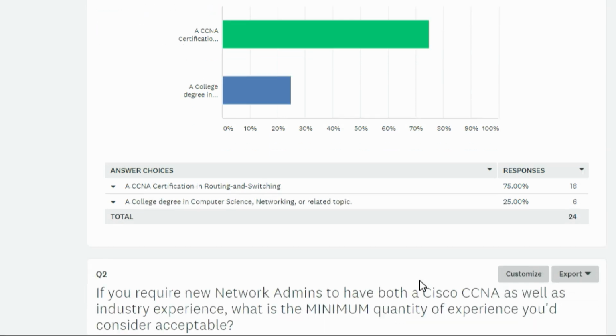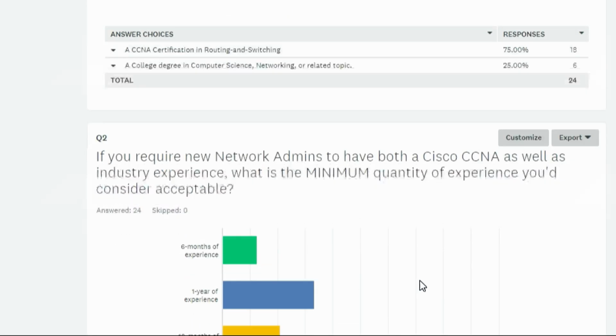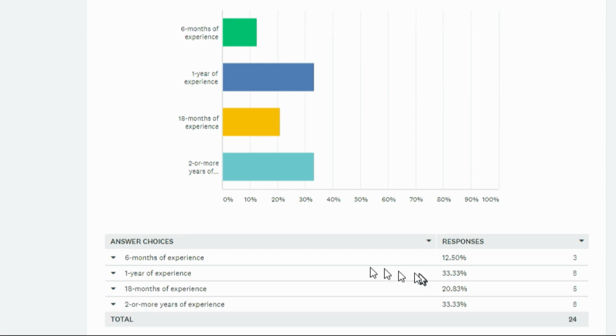Question number 2. If you require new network admins to have both a Cisco CCNA as well as industry experience, what is the minimum quantity of experience you'd consider acceptable? And you can see the breakouts here. There's pretty much an even tie. Most people would prefer a minimum of 1 year or 2 or more years of experience. Some, 12%, said, oh, 6 months of experience will be fine. But from the results here, you should have at least 1 year of experience.